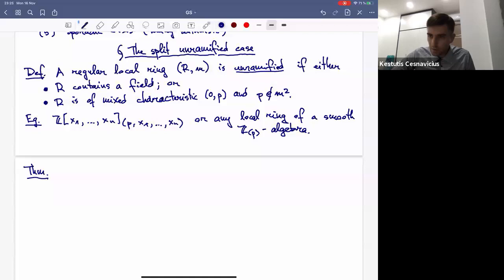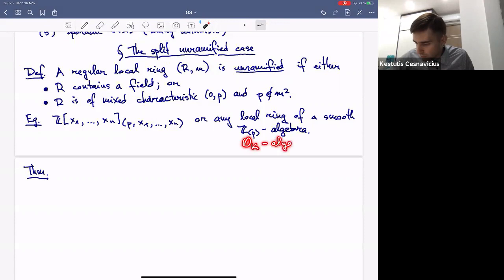And after all, it's a more general statement. It could be, for instance, a smooth scheme over the ring of integers of some number field is also okay. And if it's ramified at P, those kinds of rings are not unramified, but there are versions of the results I'm going to present that hold also for these more general relatively unramified regular local rings.